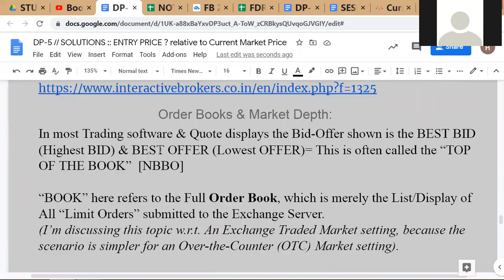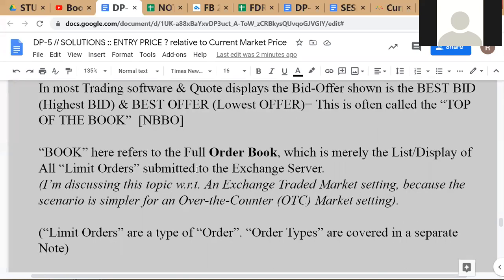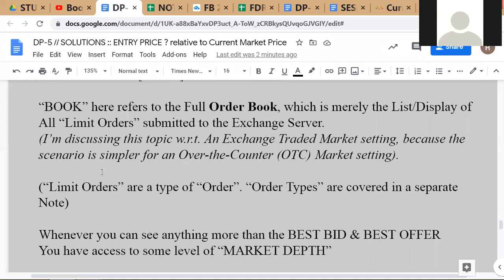These are all important terms in trading. Order books, and whether you're doing risk management for a corporate treasury, you'll have to be very familiar with financial markets and how they work. So you need to understand all these concepts: best bid and offer, top of the book, order books, full market depth. As I said, OTC is much simpler.